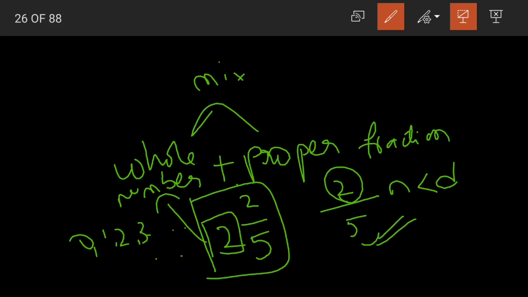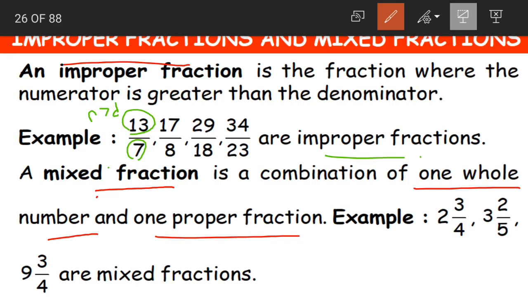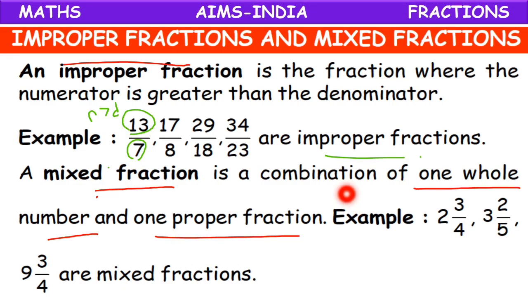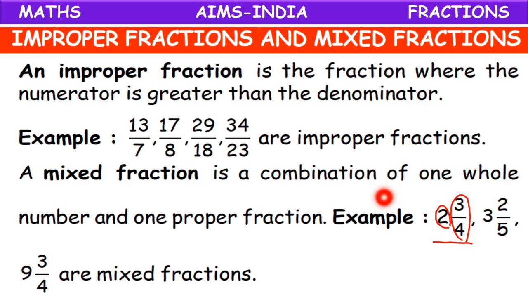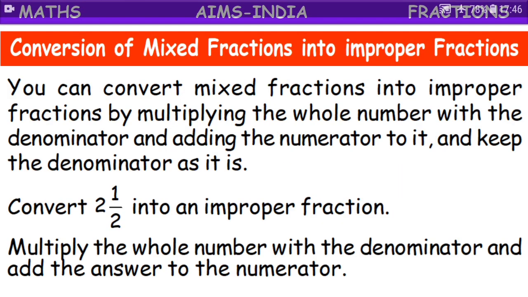What do we have in this? We have 2, which is a whole number, and also we have 2 by 5, which is our proper fraction. When we have a combination of these two, then such a fraction is called a mixed fraction, children. What is it called? Mixed fraction. Example 2 3 by 4. How will we read the fractions here? First read the whole number and then read the fraction. 2 3 by 4, 3 2 by 5, 9 3 by 4 are all examples of our mixed fraction.